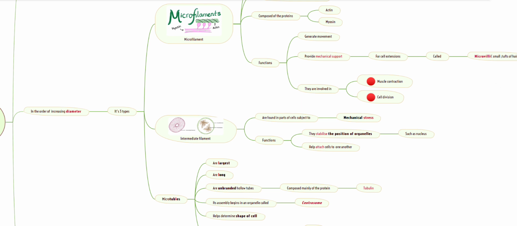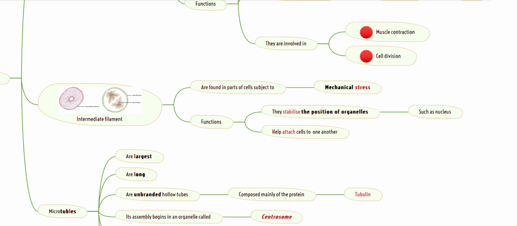What are they? Intermediate filaments are found in parts of cells subject to mechanical stress. Are found in parts of cells subject to what? Subject to mechanical stress. Okay, so mechanical support is the job of intermediate filaments, the function for intermediate filaments.